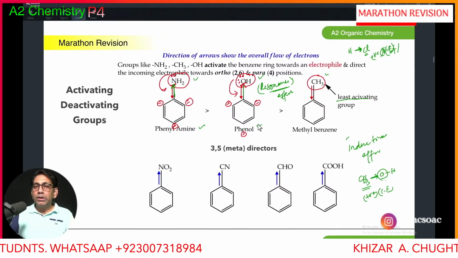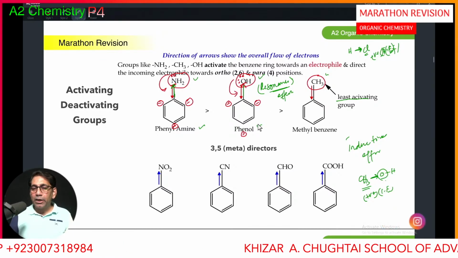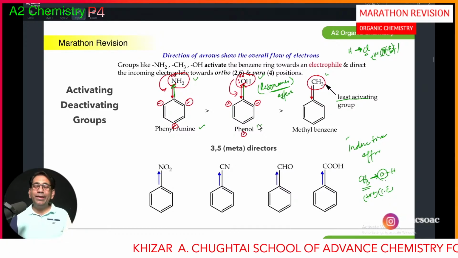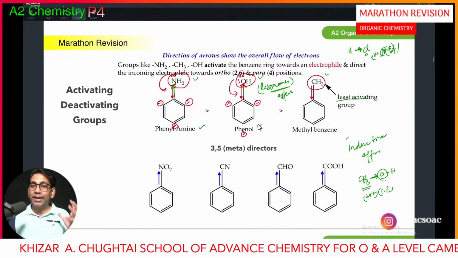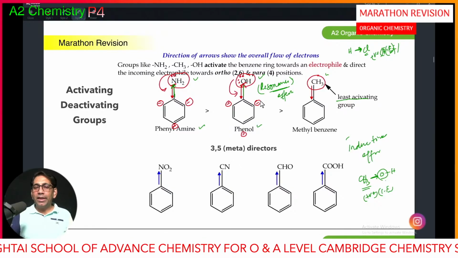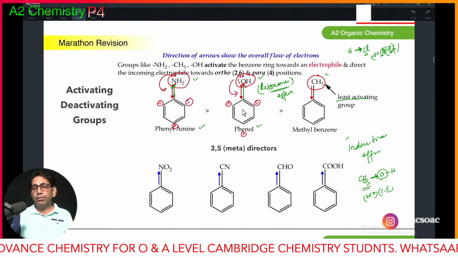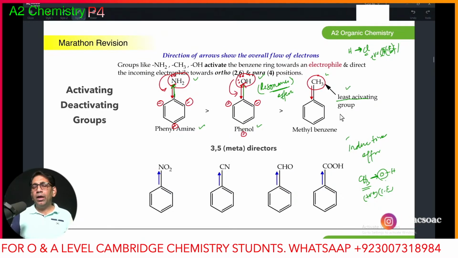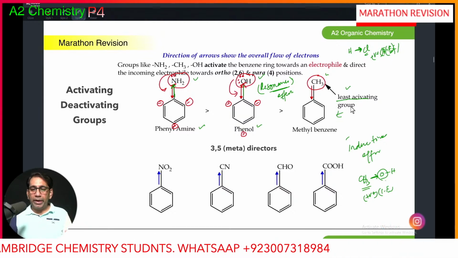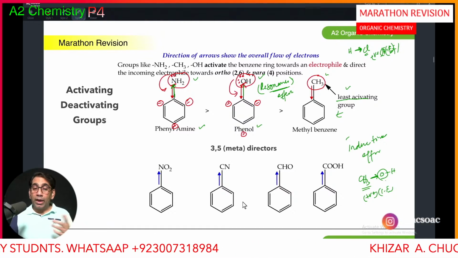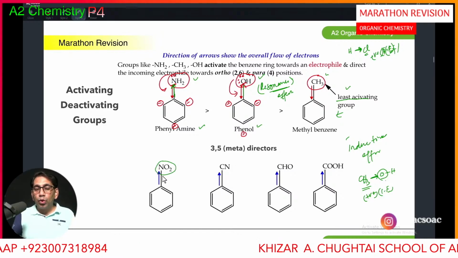are using phenol, there is no need to add a catalyst, there is no need to add heat. Especially, there is no need to heat the reaction mixture because they have activated the benzene ring. This is the least activating, here we use the normal condition. Same is the case, on the other hand, with NO2, the nitro group.